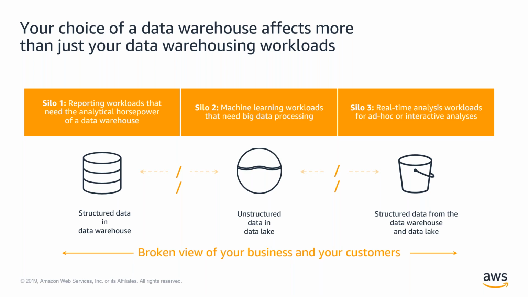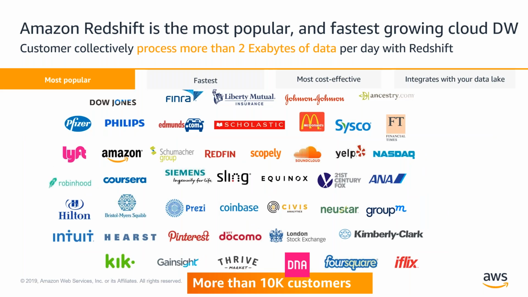And so whether that's structured data in a data warehouse, or structured and unstructured data in your data lake, or some combination, what we want to do is be able to get a more holistic view of everything that's going on. So Amazon Redshift is the fastest growing cloud data warehouse and the most popular one. And that is the data warehousing engine that is the basis of the AWS data lake environment.